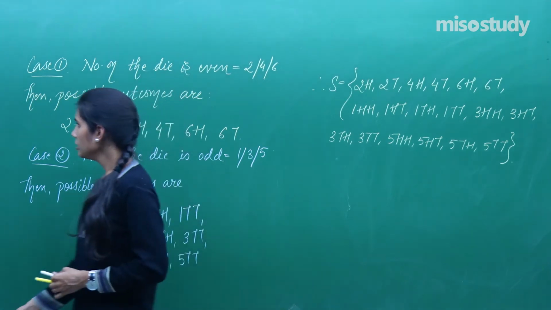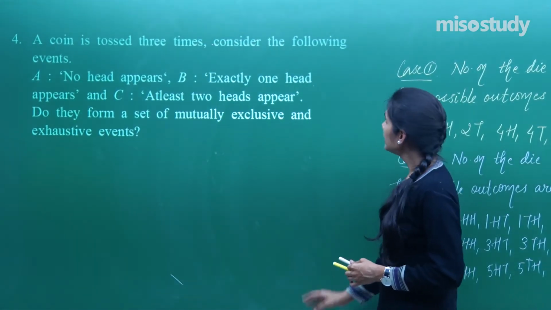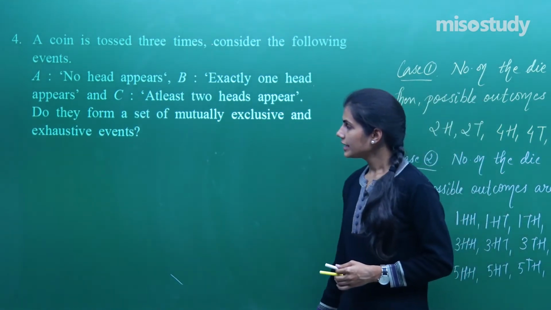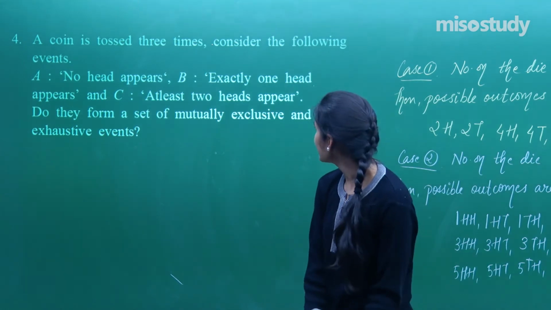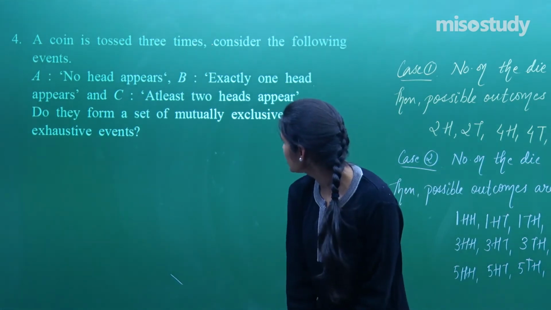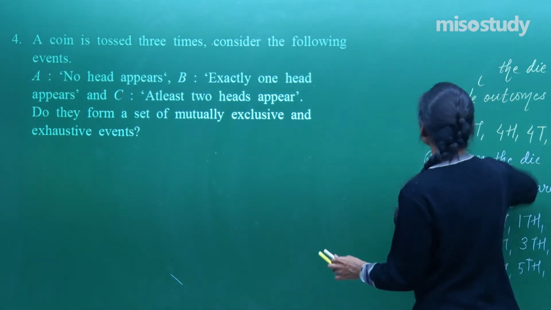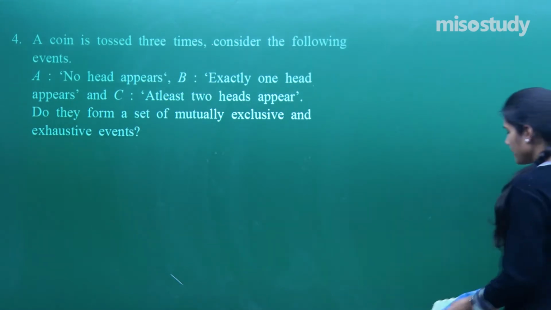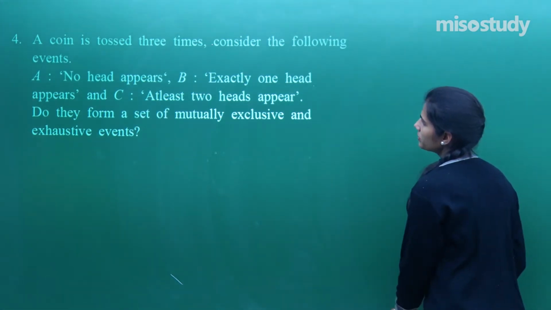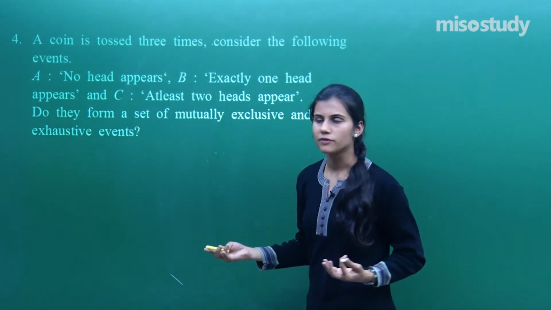Clear? Moving to the next, we have a coin is tossed 3 times. Consider the following events. Event A is given to you that no head appears, then it is given that exactly one head appears, then at least 2 heads appear. Do they form a set of mutually exclusive and exhaustive events or not? Let's try to decode what are all the elementary events and how many are favorable to each of these events A, B and C, and then talk about them being mutually exclusive or exhaustive.